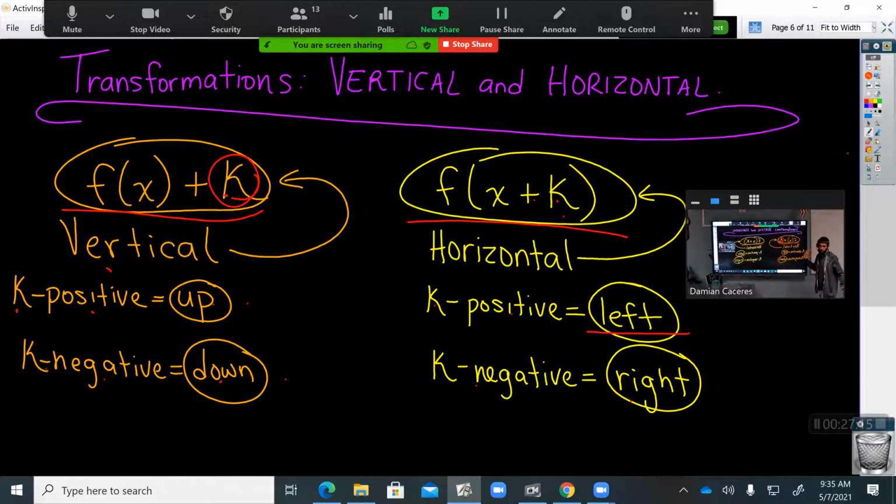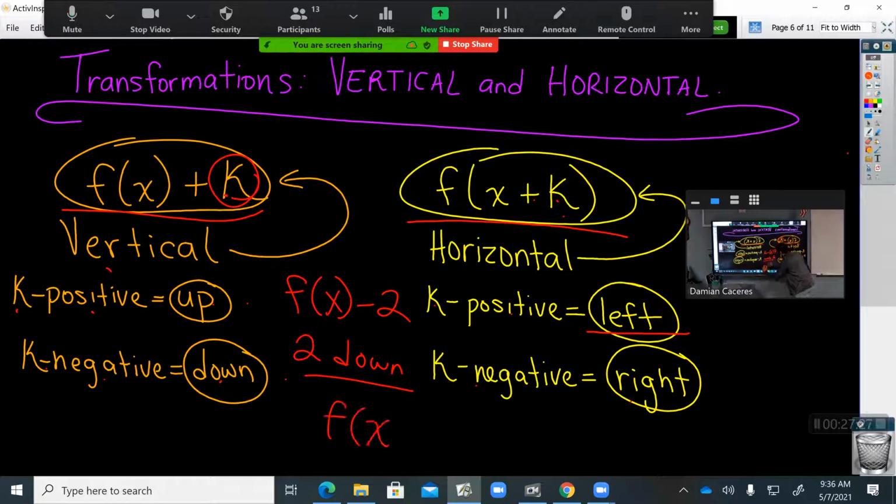So far, so good? So let's just label a couple. f of x minus 2. How many units where is that? 2 down. Very good. How about f of x plus 6 in the parentheses? What is that? 6 to the left. Very good. So that's all you have to remember, right? A positive is left. How much? That number. A negative out here is down. Any questions? Pretty simple. You've done this before.